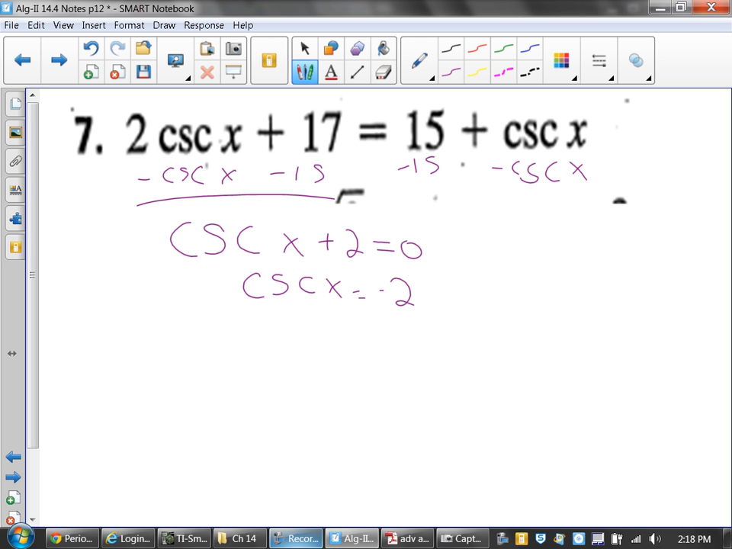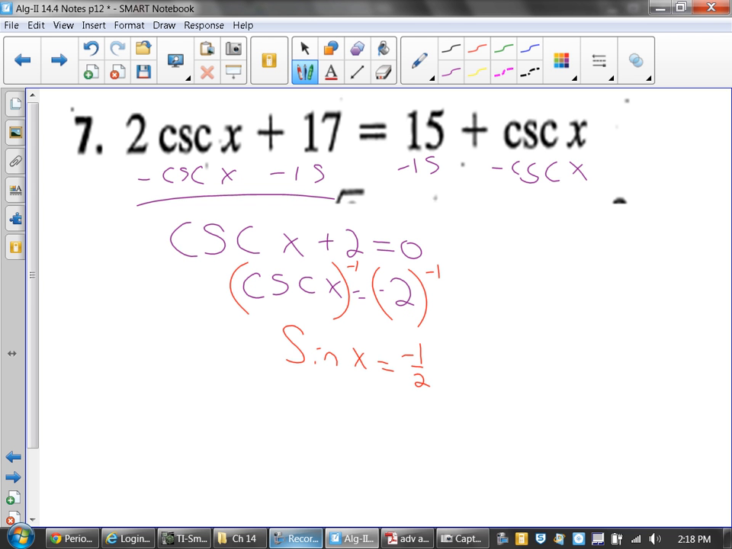So what I'm doing here is I'm going to take the inverse of this side. What's the inverse of cosecant? Sine. What's the inverse of negative 2? Negative 1/2. Now you're back to something that makes a little bit more sense. We get back now to sine of x is equal to negative 1/2.